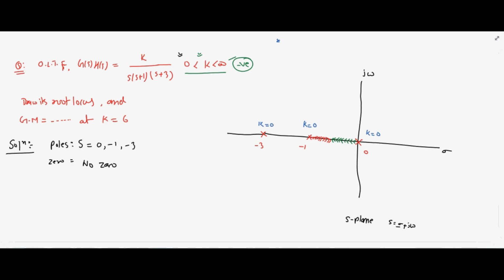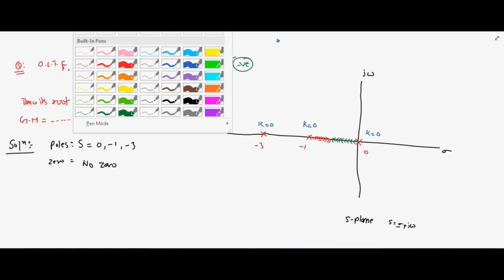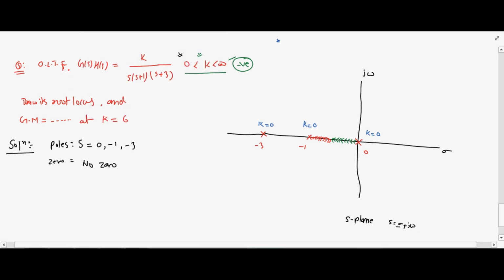So when we increase the value of k, roots move in this direction. This root starts moving in this direction, this root starts moving in this direction, and this root starts moving in this direction, means going away from here. I'm using some different color. Sorry, these roots start moving in this direction.